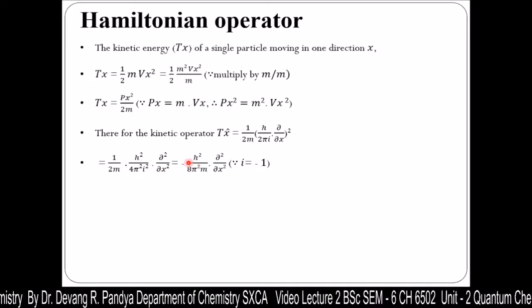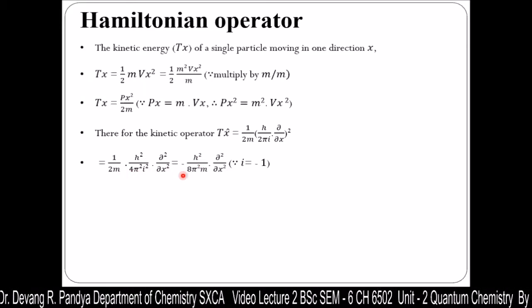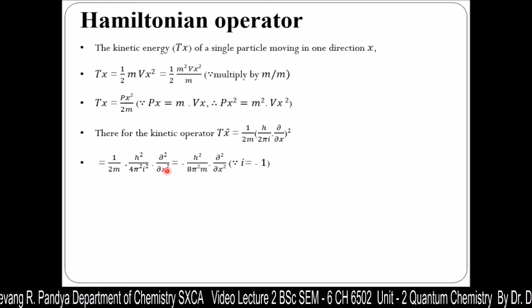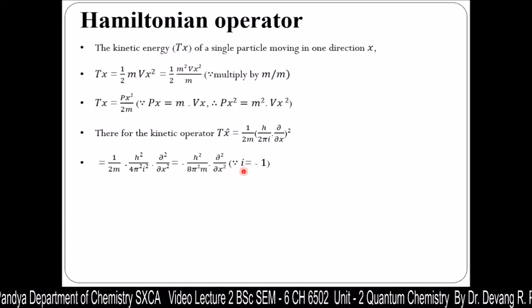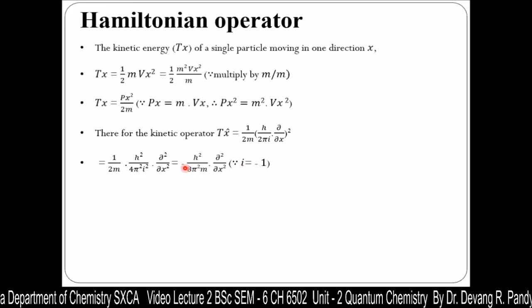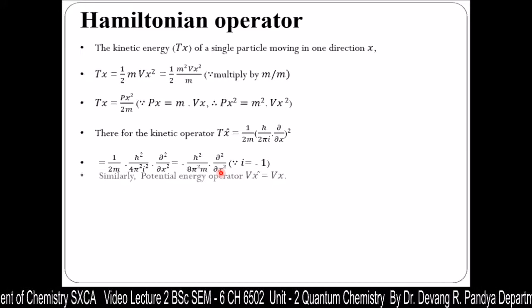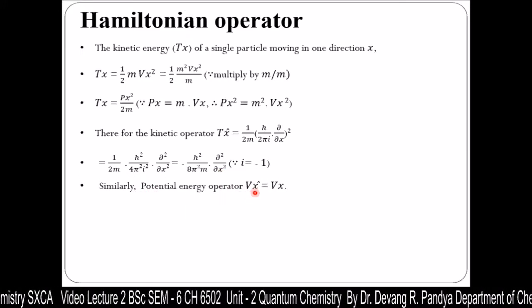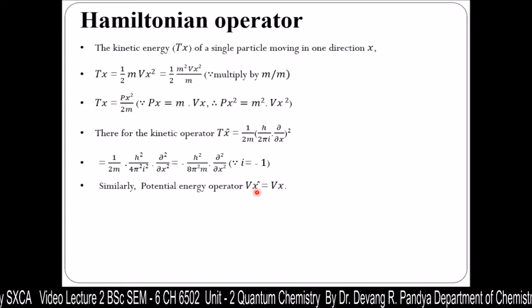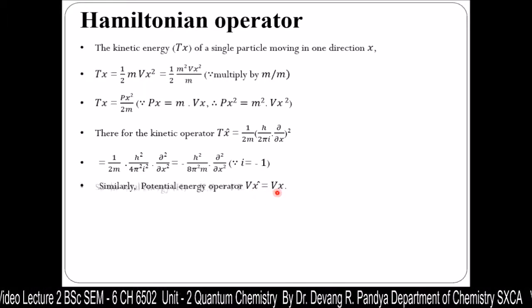Minus h square upon 2 into 4, that is 8 pi square m. Now the i value we have taken as under root minus 1, and its square is equal to minus 1, so that minus is taken over here, d square by dx square. Similarly, the potential energy operator is represented as V hat x, and its value is Vx.